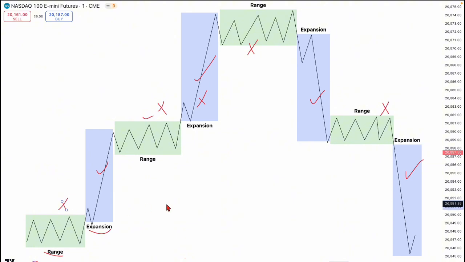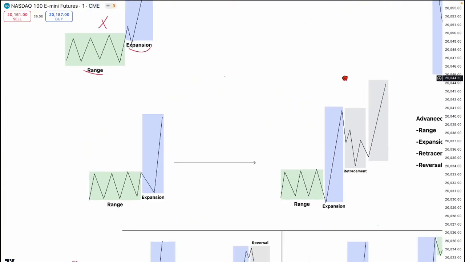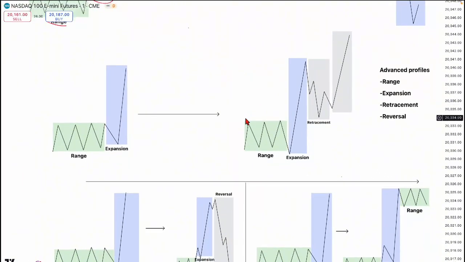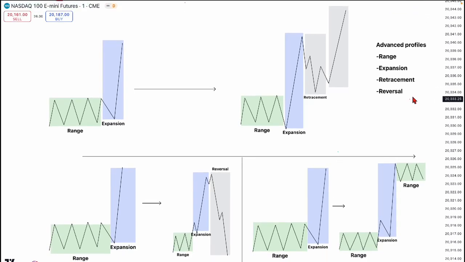A more advanced way of viewing markets with market profiles considers multiple aspects: a consolidation profile, an expansion profile, a retracement profile, and a reversal profile. Additionally, I've included another profile, which I'll explain later. First, let's go over the ones you're already familiar with, the ranging and expansion profiles, and add the retracement and reversal profiles. Let's review this on the charts.